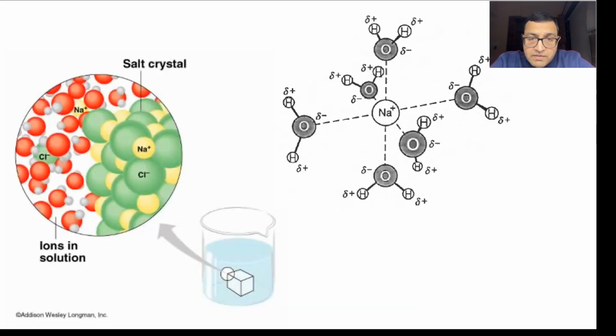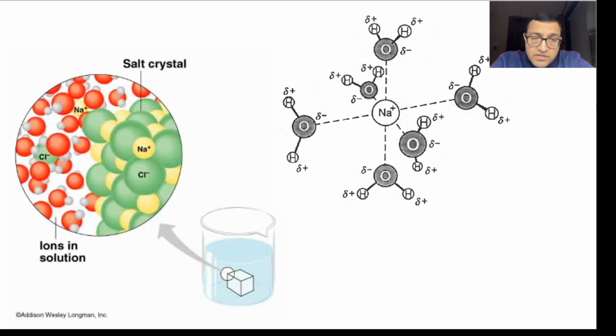So here is an example. This is salt crystals, and these are ions in solution. Here you can see this sodium ion, for example, forming these hydrogen bonds with different water molecules, and so it easily gets dissolved in water because of its strong ionic charge.